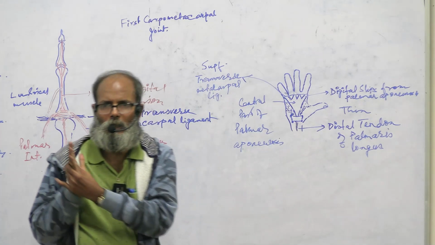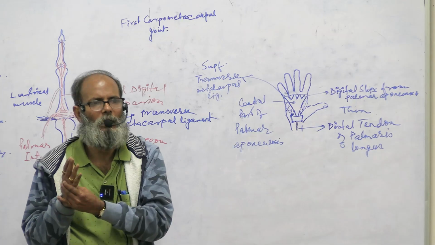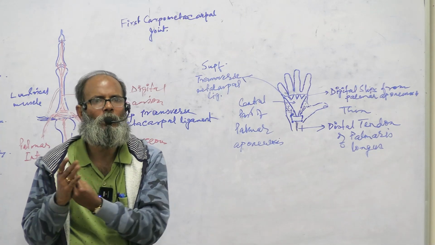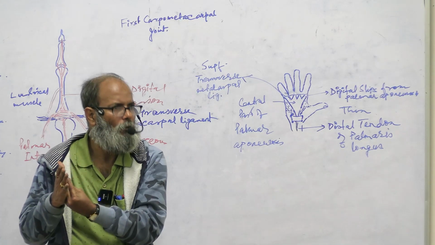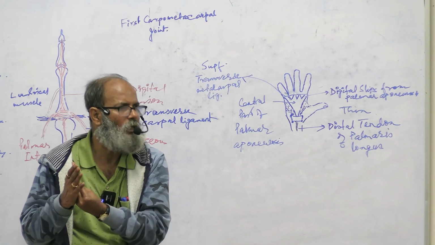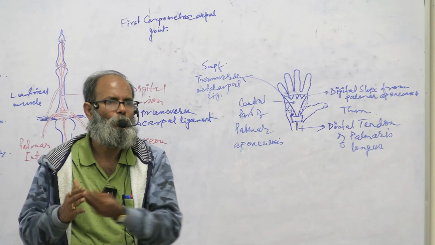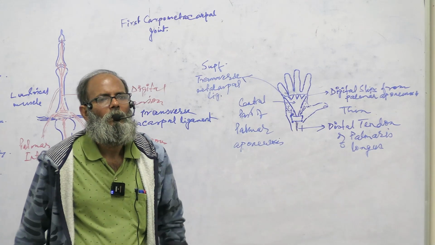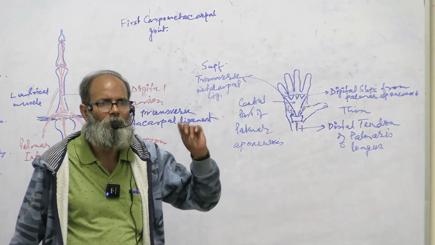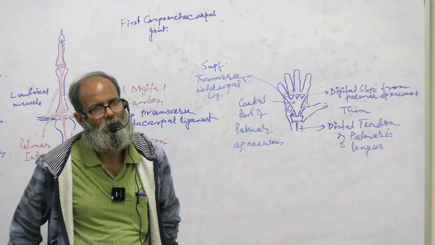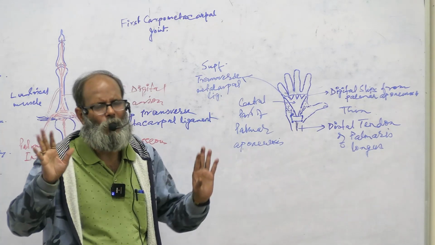Isn't it? Is the skin of the palm mobile? No. Why is this? Because if it were mobile, we would not be able to grasp or grip any object properly. If the skin slips, we are not able to grip something tightly. So the skin is tensely attached to the palmar aponeurosis through thin fibers which are called skin ligaments.